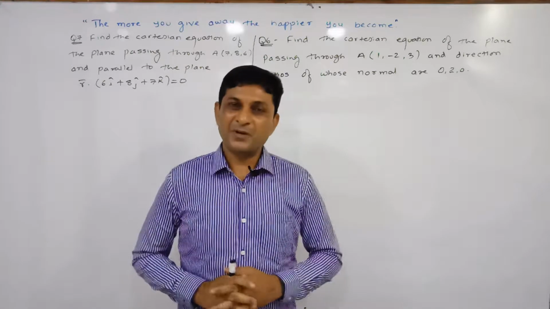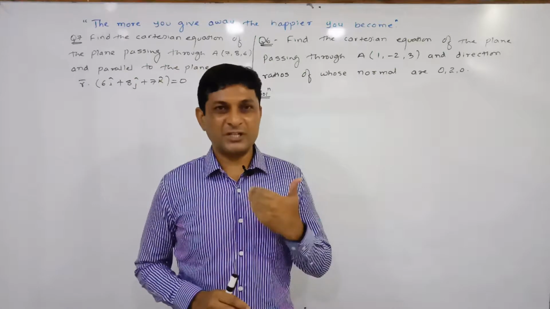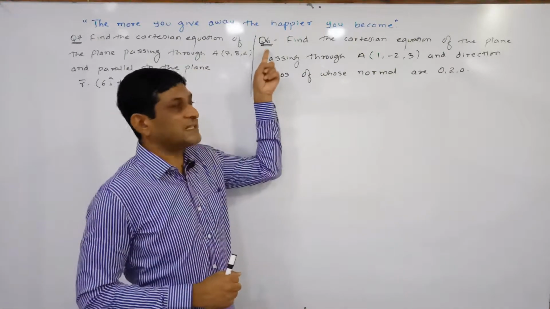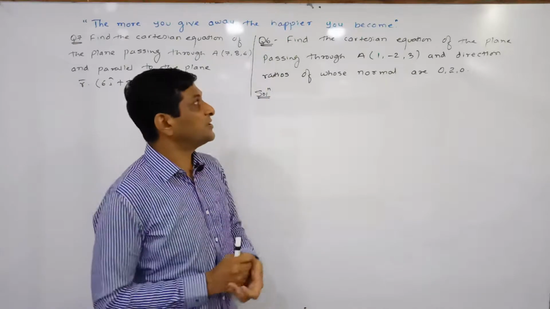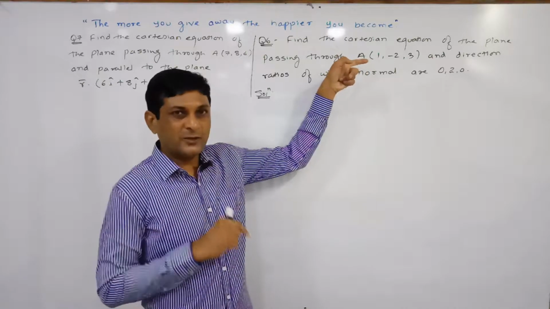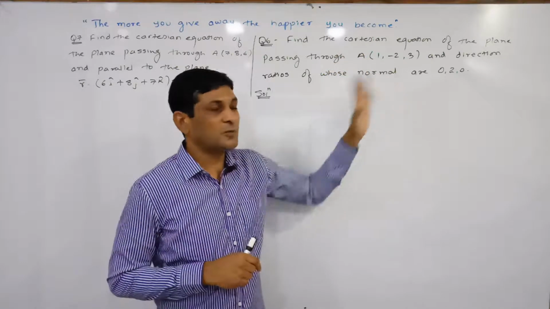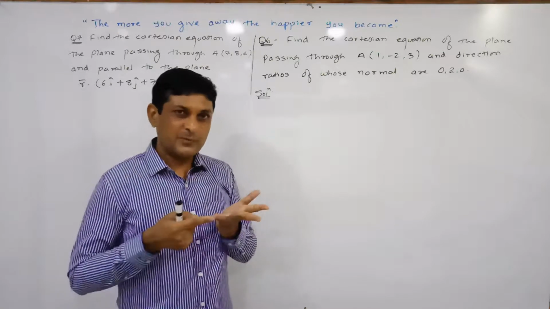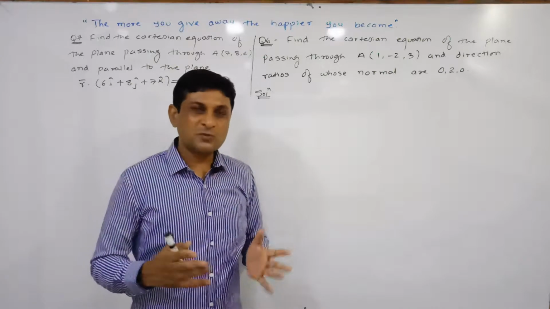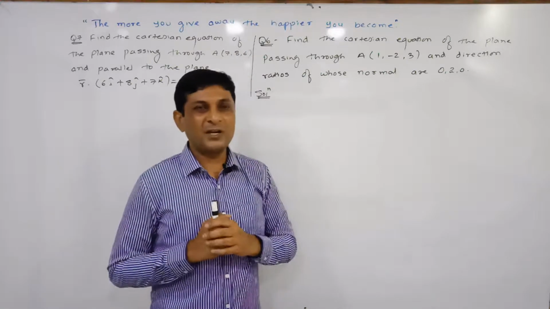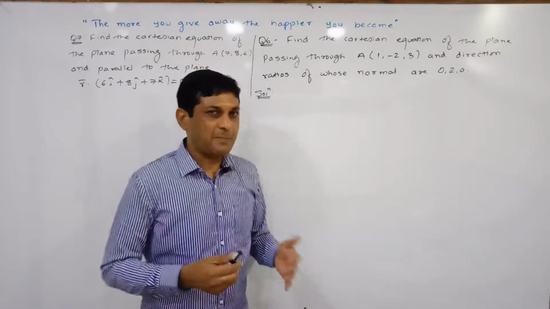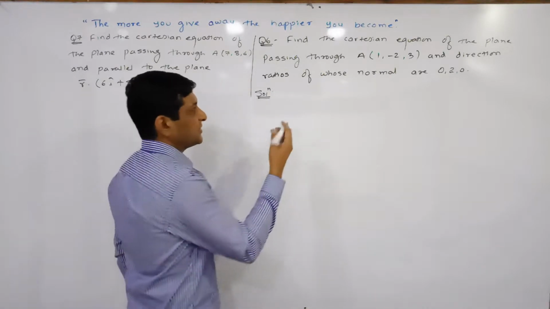In the last video we completed the first 5 examples from question number 2 of Miscellaneous Exercise 6B. Now we are starting the next example, question number 6. In this question we are finding the Cartesian equation of a plane passing through a point. One point on the plane is given to us and the direction ratios of the normal to the plane are also given. If these two values are given, then we have one formula to find the Cartesian equation of the plane. First write down the given conditions, and applying the formula we will get our required Cartesian equation.